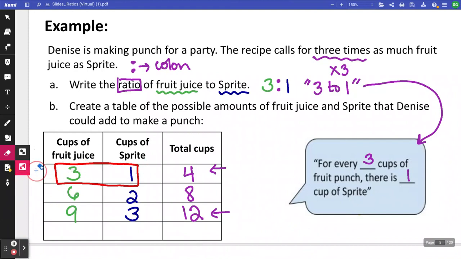I encourage you, go ahead, pause the video one last time and see if you can come up with another possibility down here for another possible combination of fruit juice and Sprite Denise could use to make this punch.